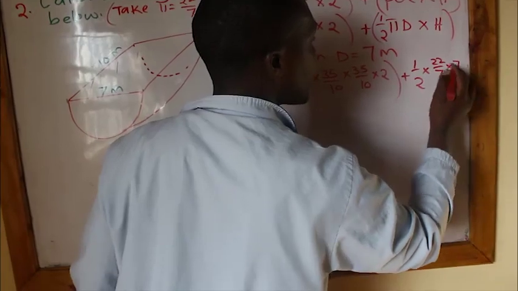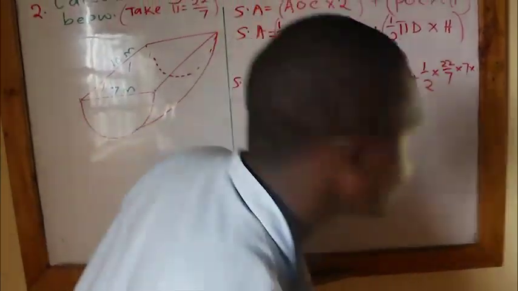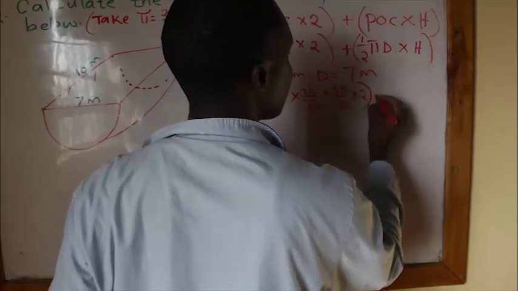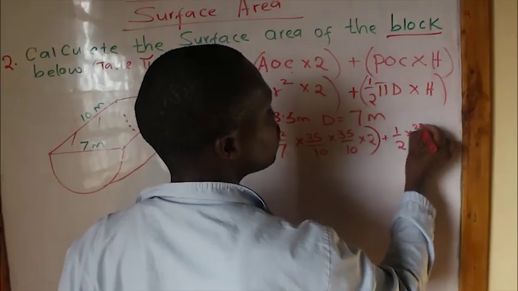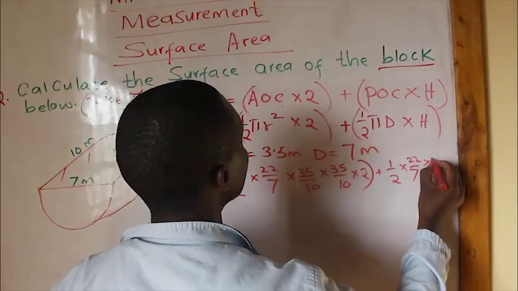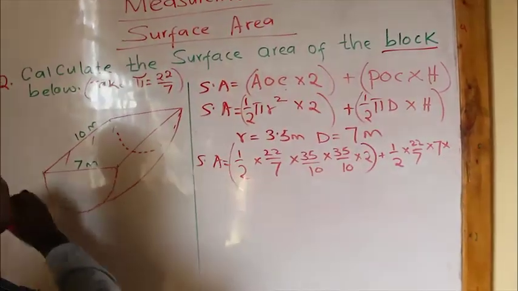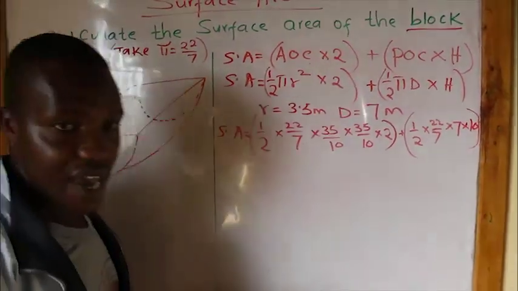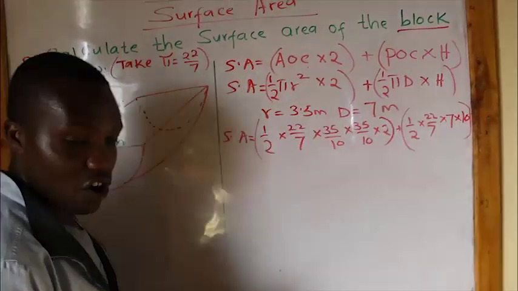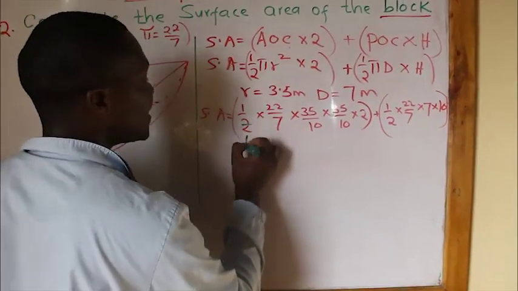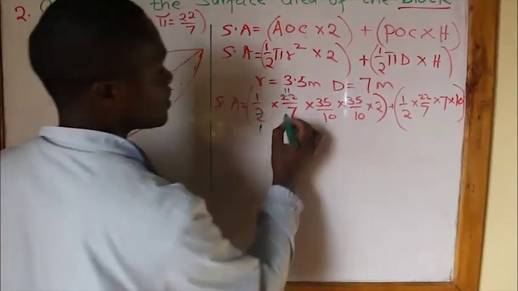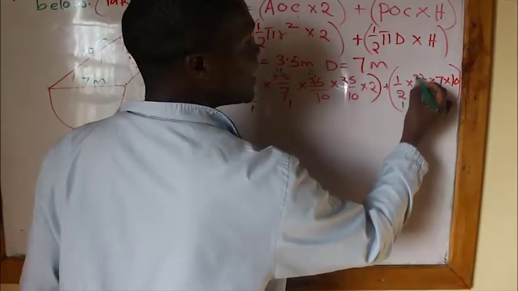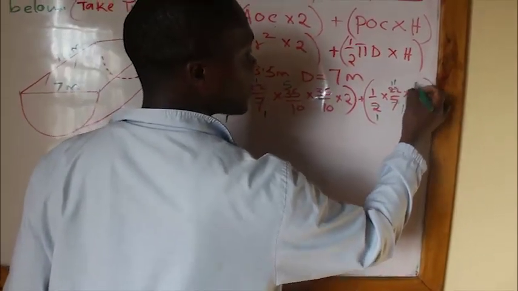Then we multiply by the height. So this is plus a half times 22/7 times the diameter, which is 7, times the height. The height is the slanting height, which is 10. So we remember to put the bracket like that. So we are now simplifying our work. 2 will divide 22 11 times. 7 will divide 35 5 times. 2 will divide 22 11 times. 7 will divide 7 1 time.